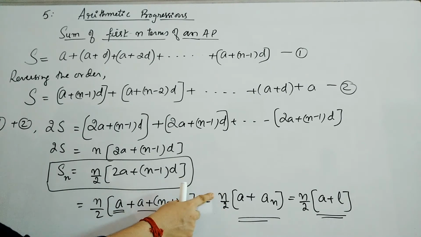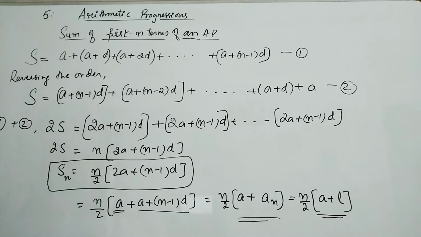Okay, if you know how many terms you have to add and the first and last term are given, you can just use this formula. Otherwise you can use this formula, if the common difference and first term are given.